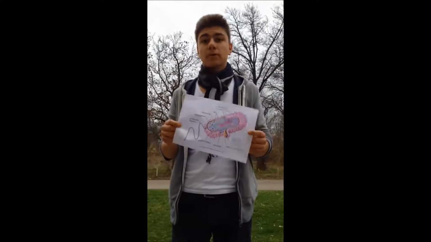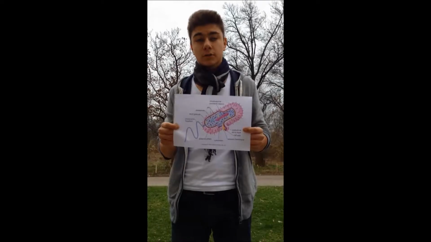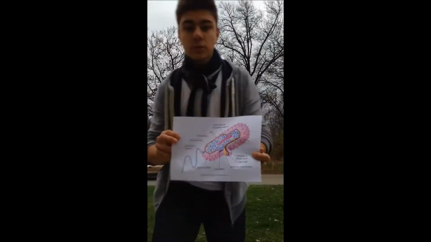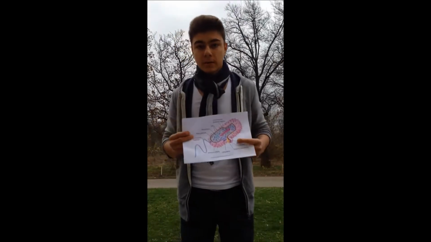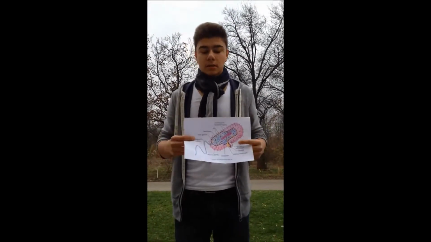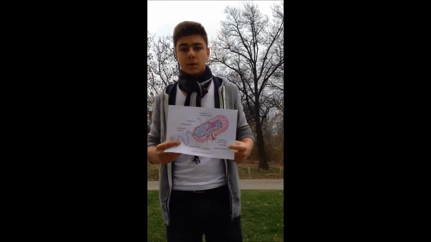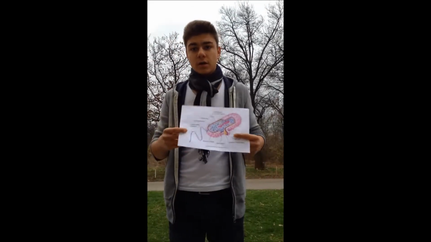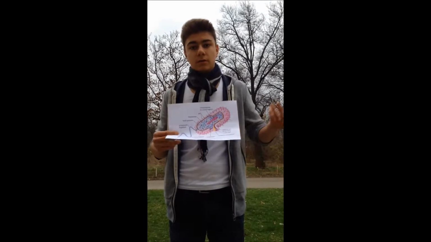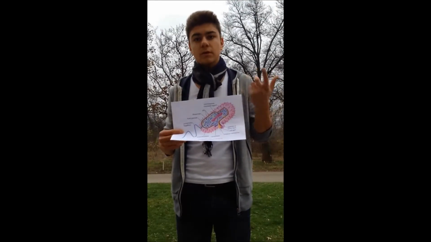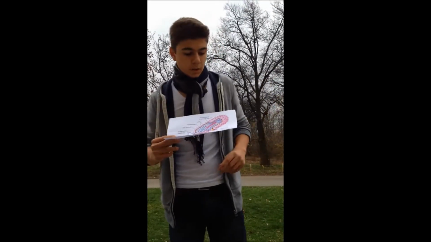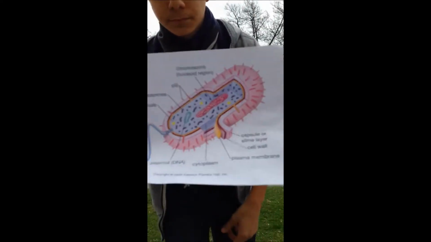Now I'm going to talk about the parts of the prokaryotic cell and their functions. First, I'm going to start with the capsule. The capsule is composed of thick polysaccharide. It is a kind of slimy layer which covers the outside of the cell wall. It is used to stick cells together and works as a food reserve, and it also protects the cell from dryness and from chemicals.